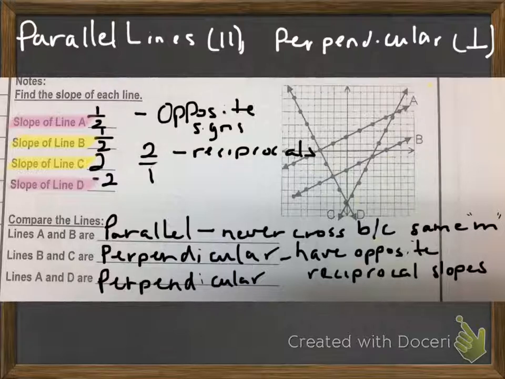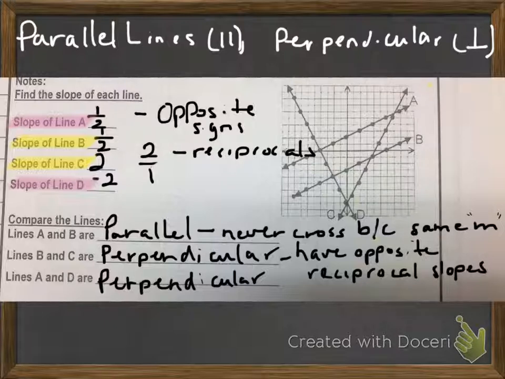Now, if you have a hard time with that, another thing that you can do, and we don't teach this a whole lot, and you don't necessarily need it, if you can identify opposite reciprocals and you have no problem with that, is you can test your perpendicular by multiplying the slopes together. Watch what I do.